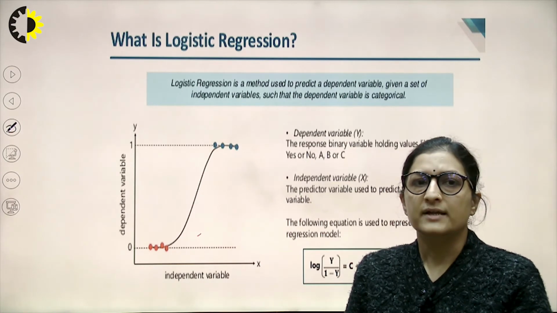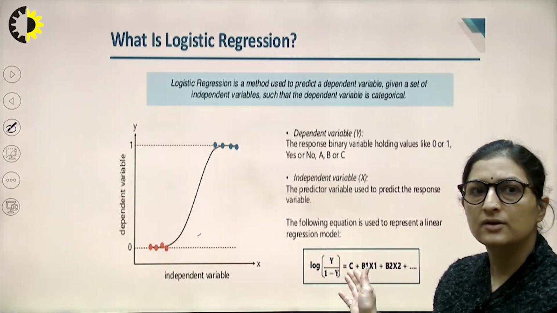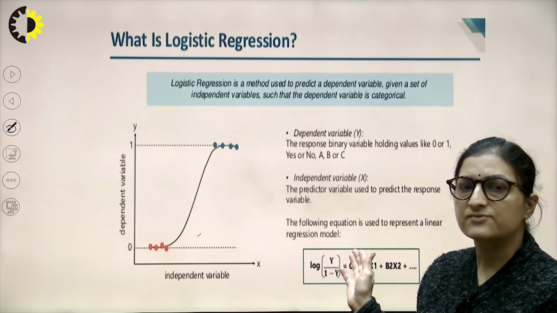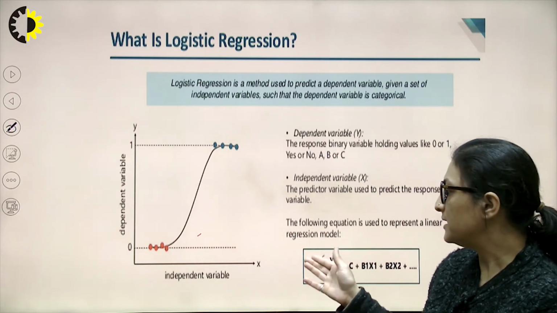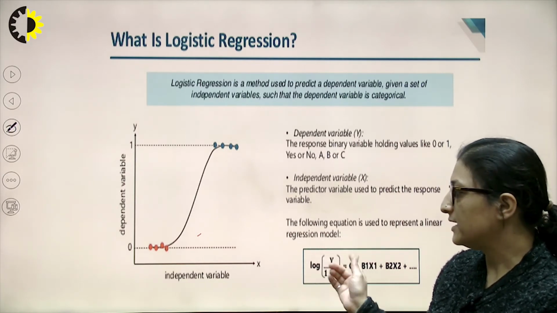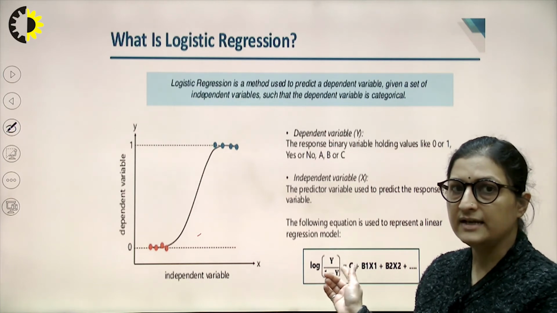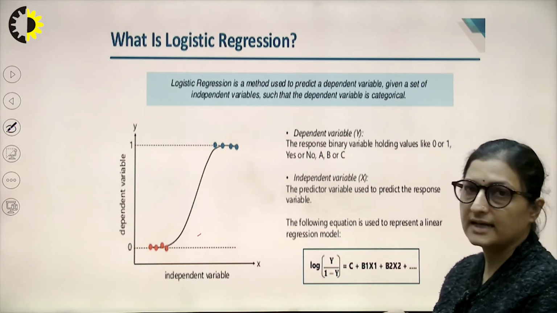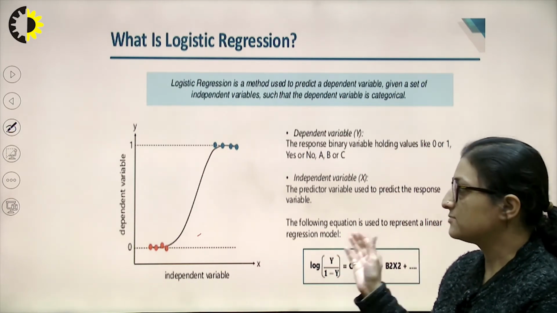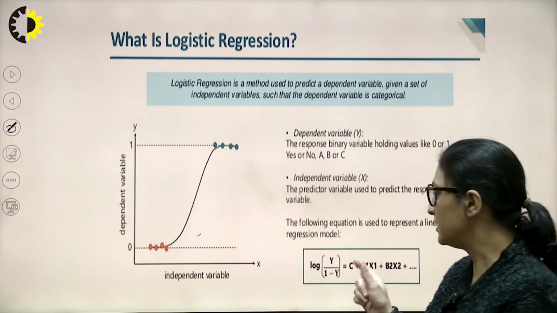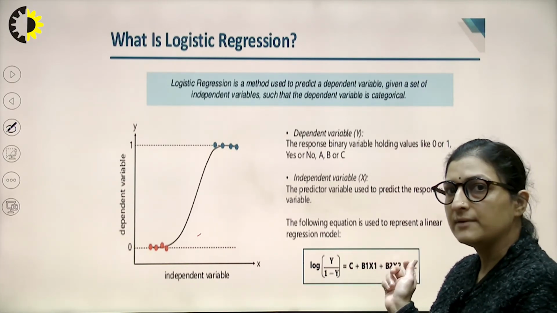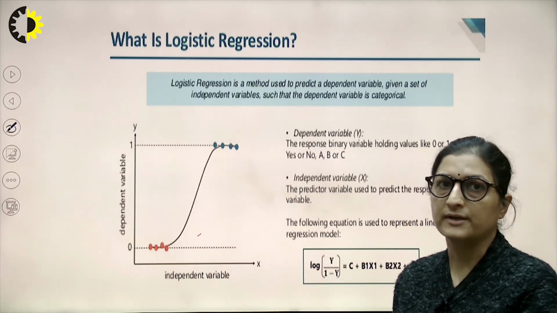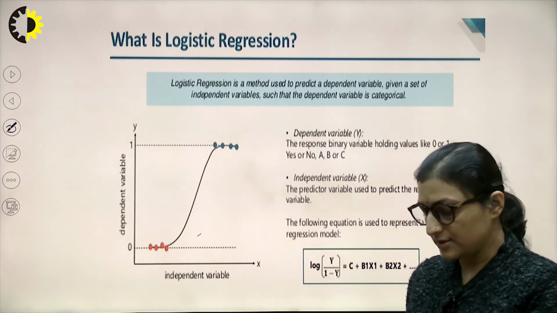You can see that there is an equation, log of y upon 1 minus y is equal to c plus b1 x1 plus b2 x2. Here we are predicting this class label with the help of the left hand side, and the right hand side involves these independent variables x1 and x2. Once we have this model created and this equation, we can put in the values of these independent variables, and these will give us the value for the dependent variable that we are trying to calculate. So this is logistic regression.